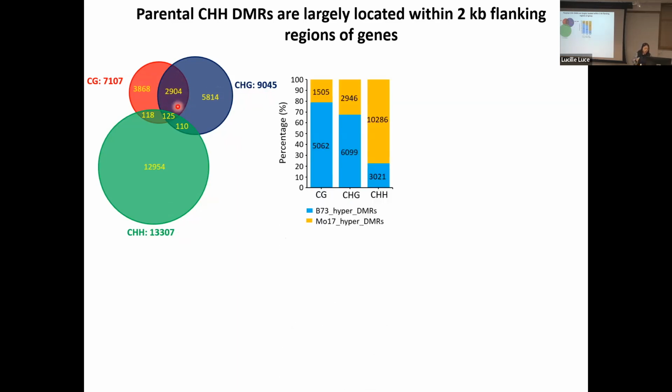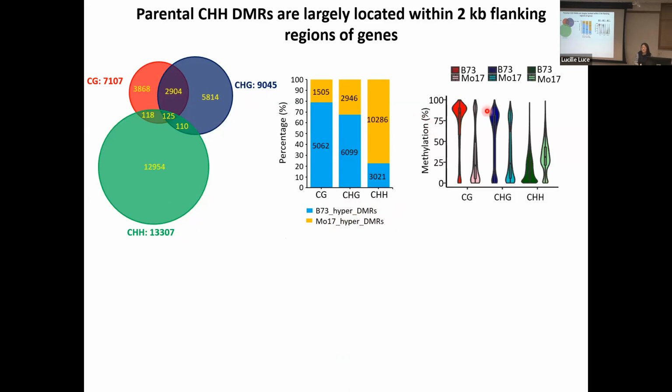If you check these two different maize background lines, you will find B73 has more hyper CG and CHG DMRs, and Mo17 has more hyper CHH DMRs. This also indicates these two maize lines are pretty different, and this is also consistent with the methylation level. You can see B73 has higher CG and CHG methylation, and Mo17 has higher CHH methylation.